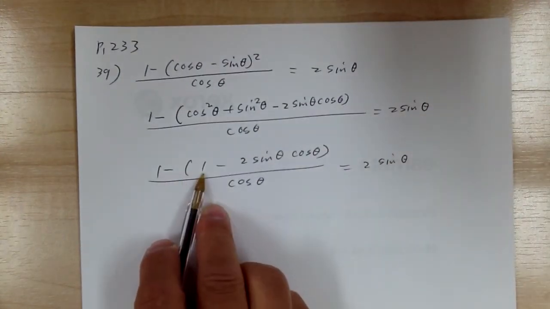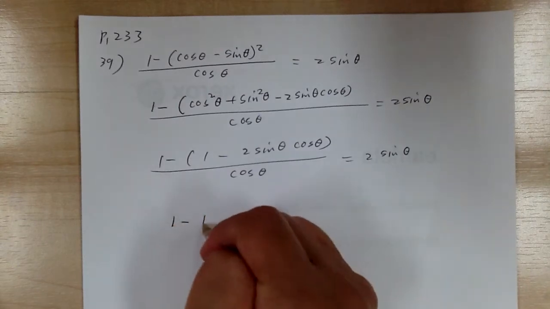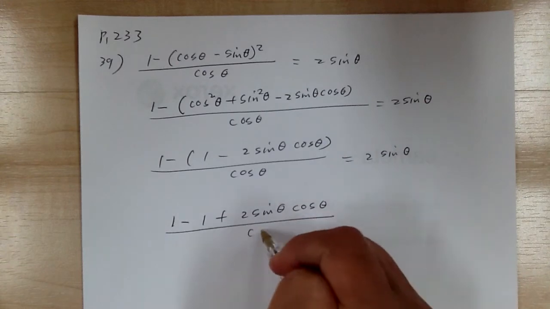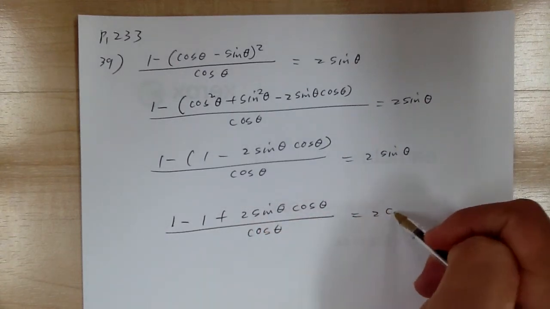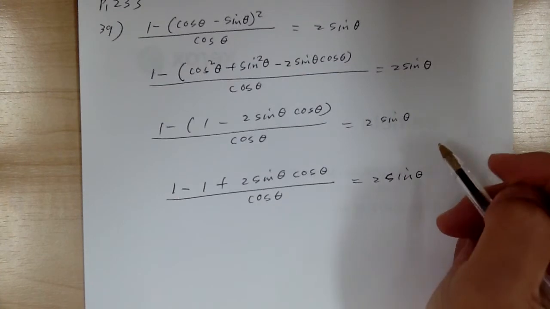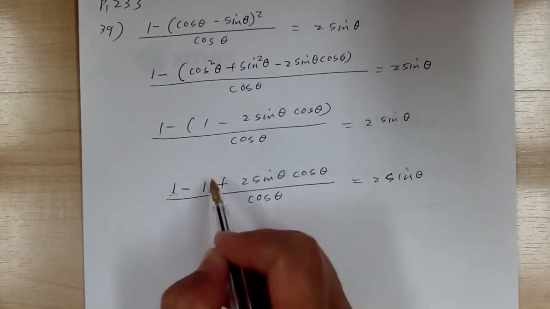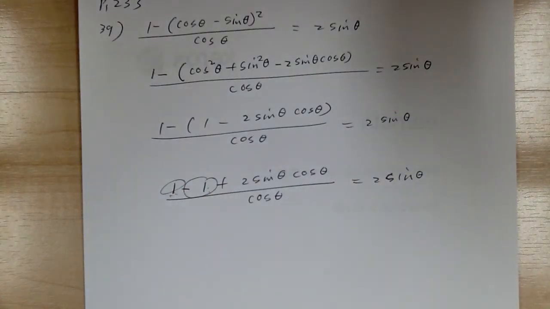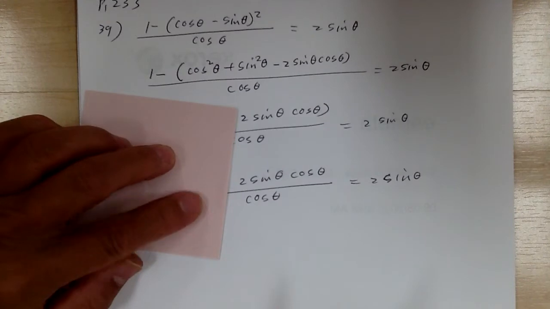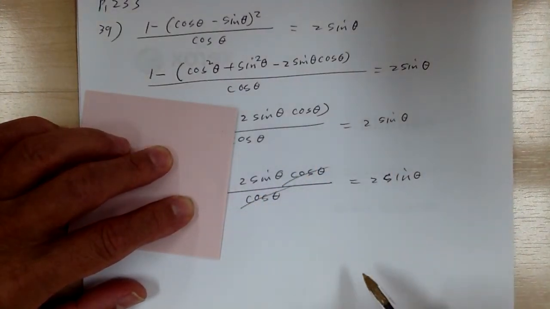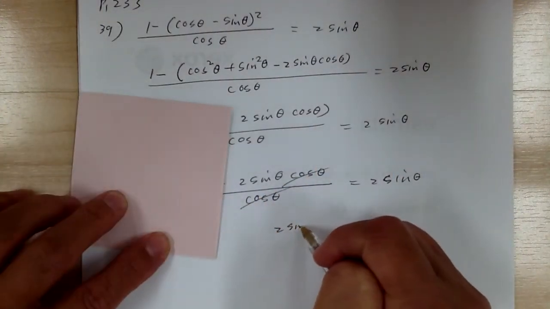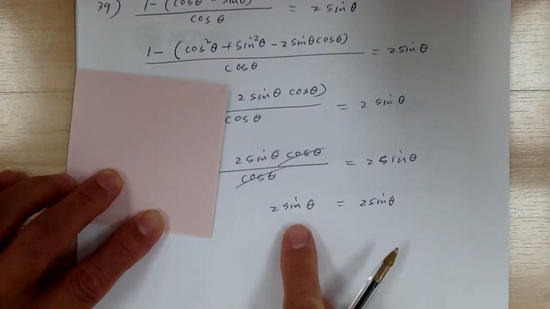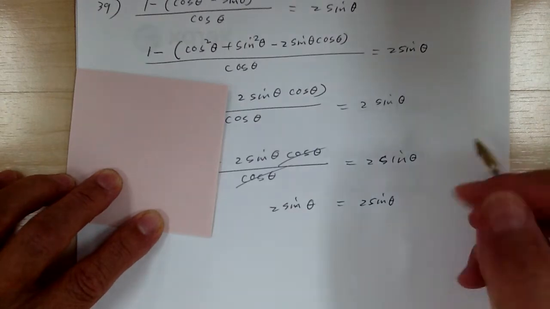And then go and get rid of parentheses, so distribute, so you get 1 minus 1 plus 2 sine theta cosine theta over cosine theta equal to 2 sine theta. And 1 minus 1 will cancel out. So now all you have is this over here. So now you can cancel the cosine, and so you end up with 2 sine theta equal to 2 sine theta. Now you have to make sure that the last step, they have to be identical, and then you put a check mark.